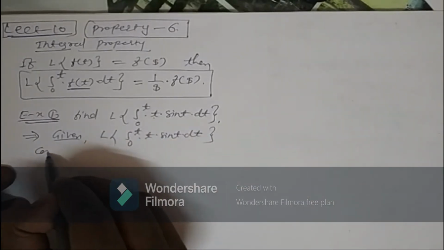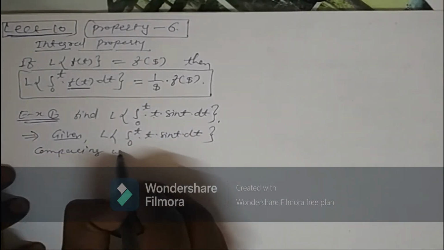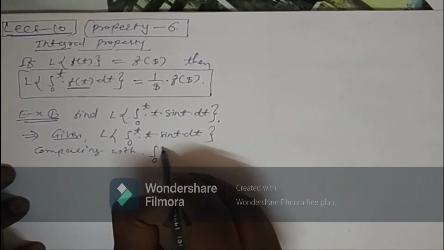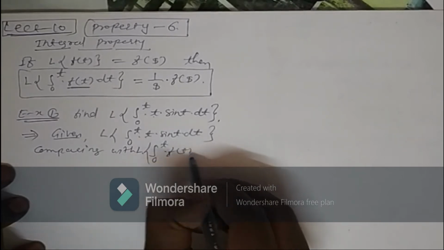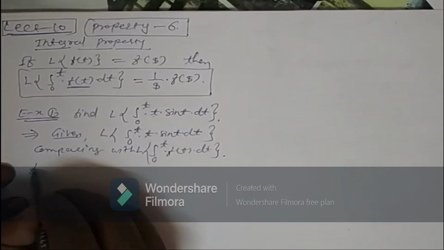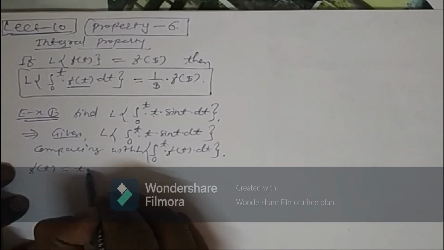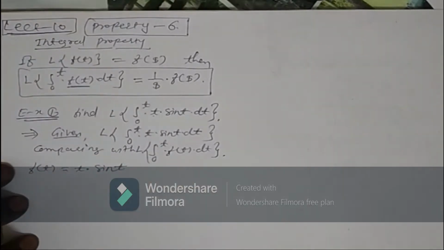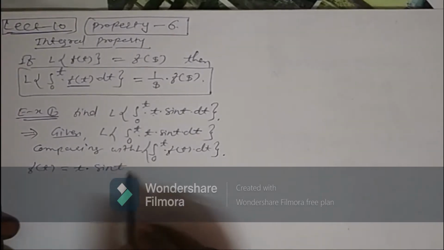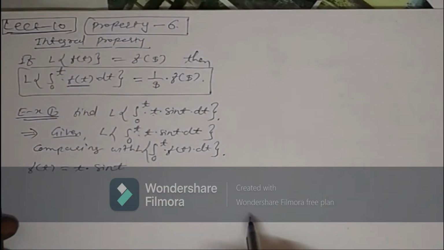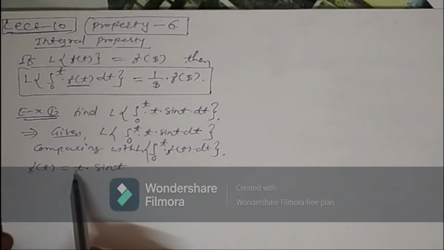Now comparing with the Laplace transform of the integration from 0 to t of f of t dt, what is the value of f of t here? That is equal to t into sin t, isn't it? So f of t is equal to t into sin t. First of all, to find the Laplace transform of this, we first have to find the Laplace transform of sin t, and after that, by using the multiplication property, we can find the Laplace transform of this f of t.